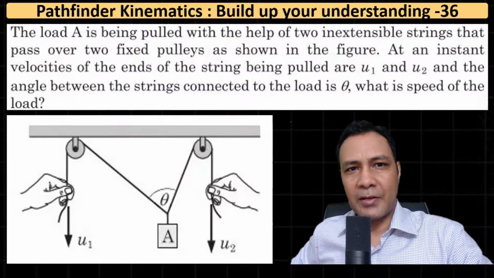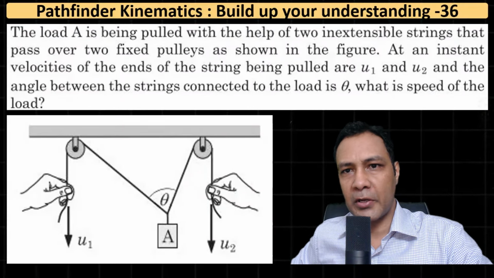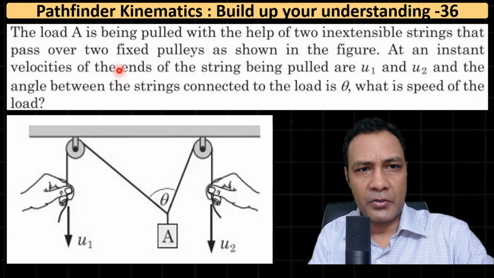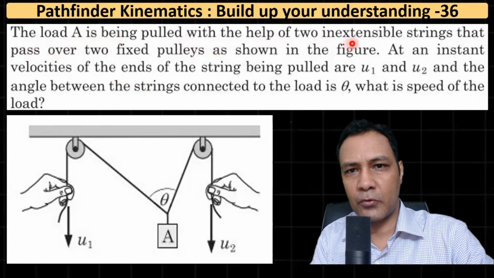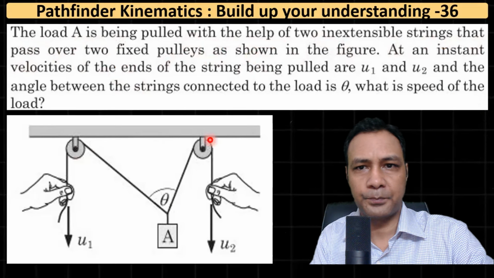Hey, all your friends, let's see this question of kinematics from Pathfinder. It's a build up your understanding question number 36. As you can see on your screen, the question states the load A is being pulled up with the help of two inextensible strings that pass over two fixed pulleys as shown in the figure here.